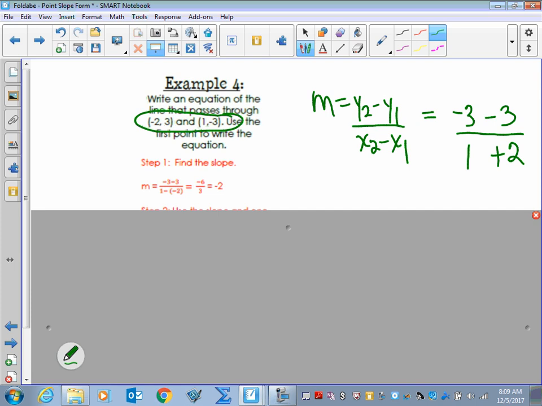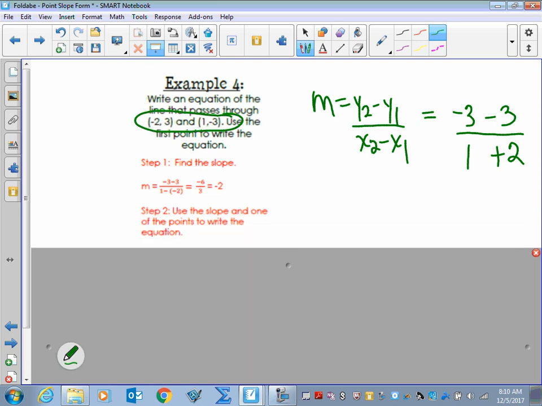Okay, so now I'm really ready to determine what the equation is, because again, I can choose either point to write my equation. I only need a point and a slope. Okay, that's all I need. So step 2 says use the slope and one of the points to write your equation. Which one do you want to use? It doesn't matter to me. Do we want to use (-2, 3) or (1, -3)? All right, we'll do the first one. Okay, so most of you said (-2, 3). We know our slope is -2.